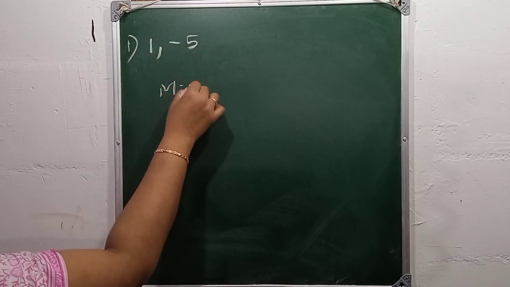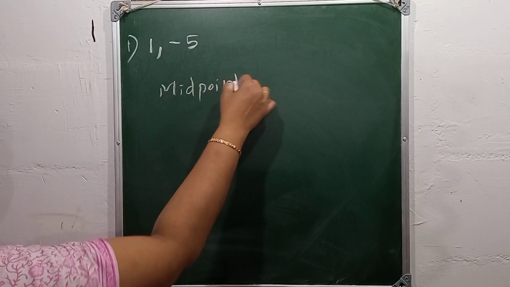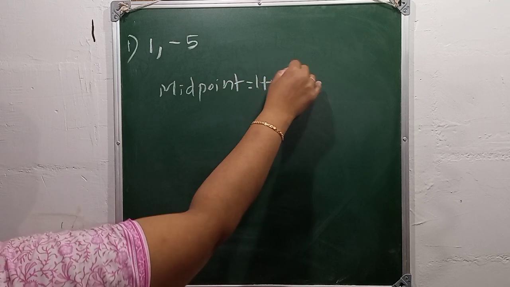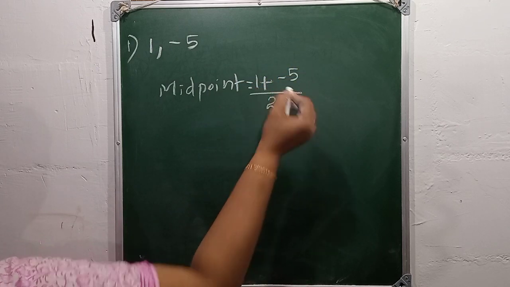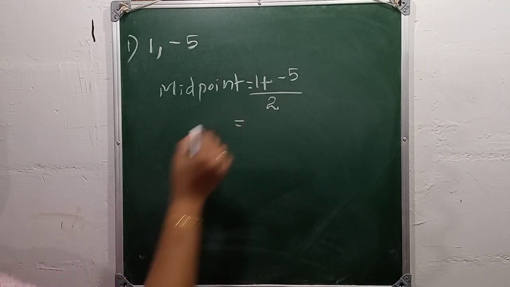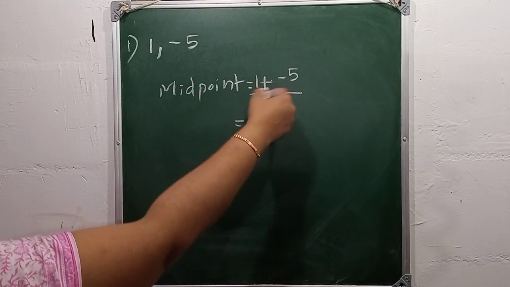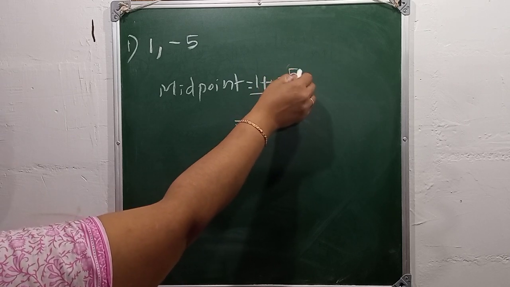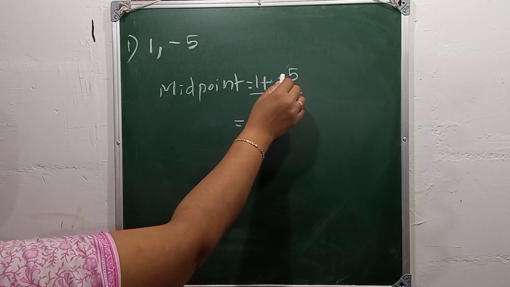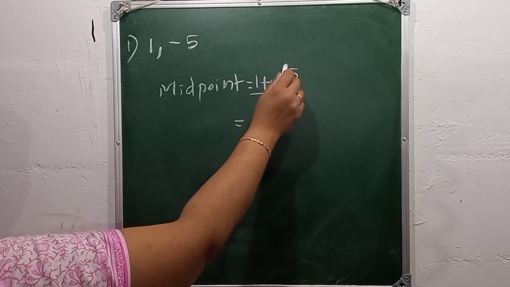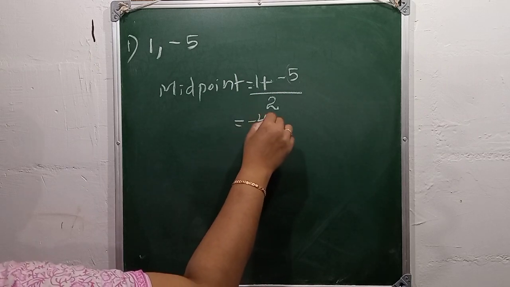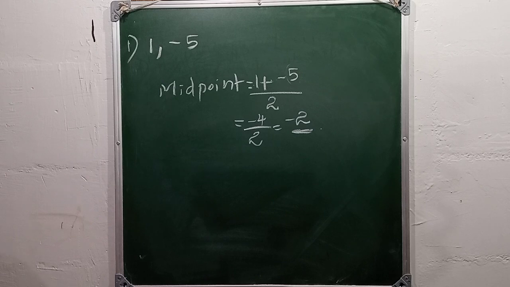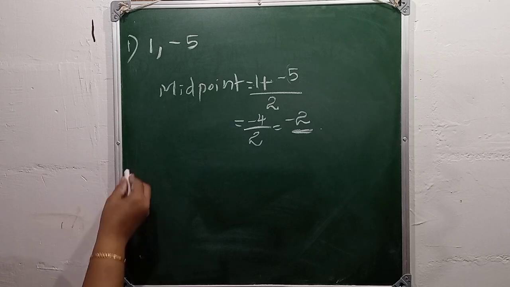How do we find the midpoint? Midpoint is equal to the sum of the numbers divided by 2, that is 1 plus -5 by 2. Here 5 minus 1 is 4 and the bigger one's sign is negative. So -4 by 2 is equal to -2. So the midpoint of 1 and -5 is -2.